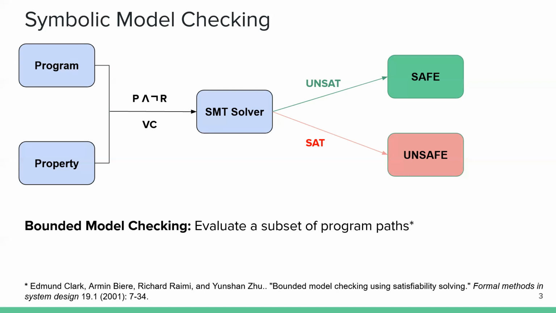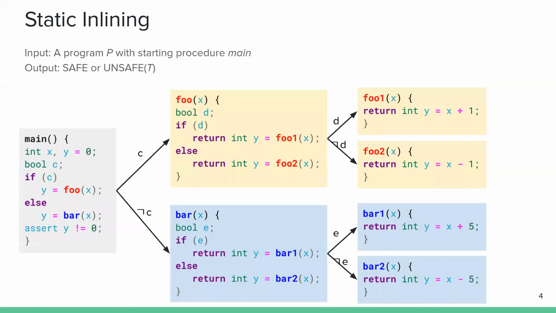Now, this VC can often grow too large to be handled by even modern SMT solvers. Hence, another way to do symbolic model checking is called bounded model checking. In bounded model checking, we unfold the recursive procedure calls and the loops only up to a certain depth. This essentially evaluates only a subset of program paths.